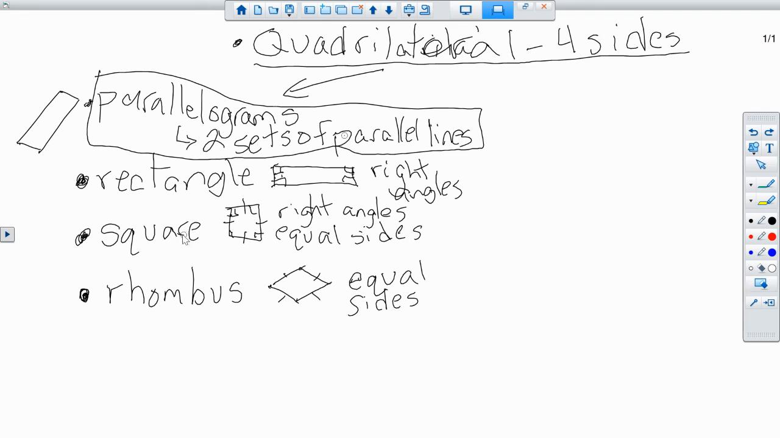A rhombus could also be a square. It doesn't have to have right angles, but it could. So a square could be a rhombus. A rhombus is a square. A rhombus is not a rectangle because it doesn't have to have right angles, and the sides aren't equal.